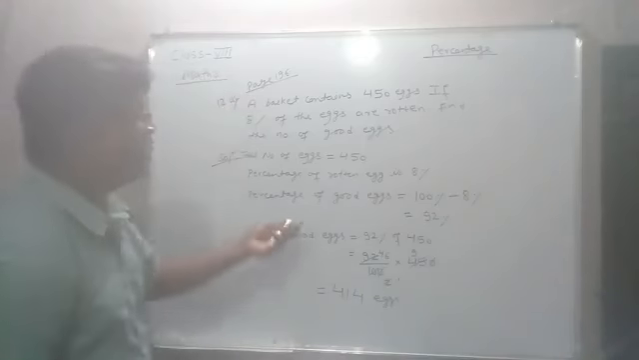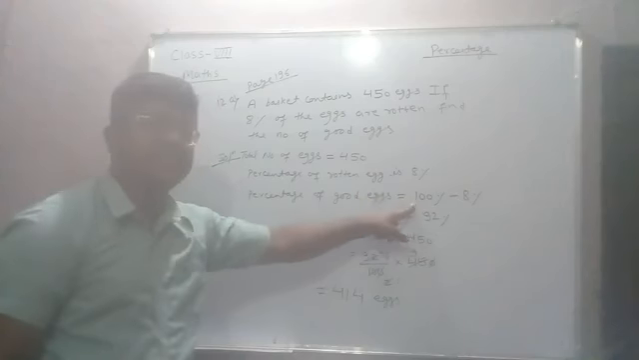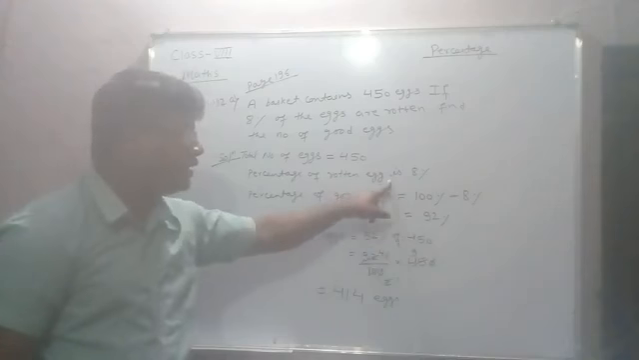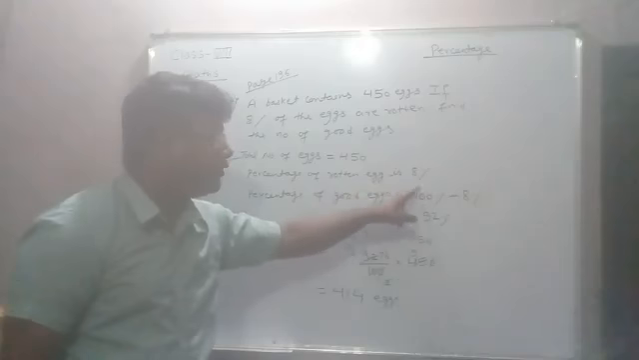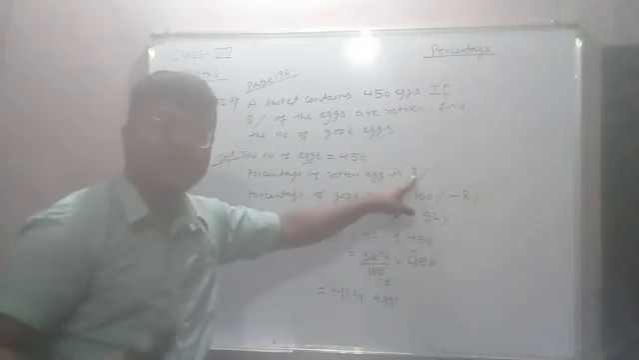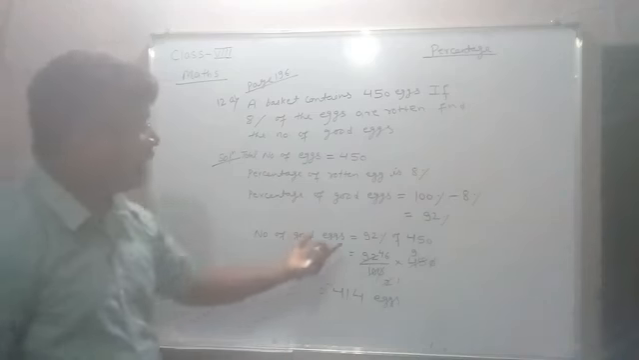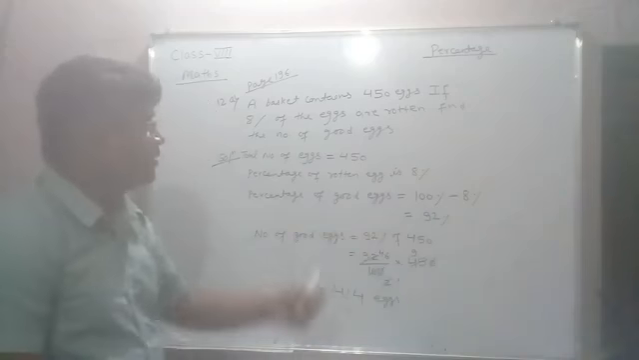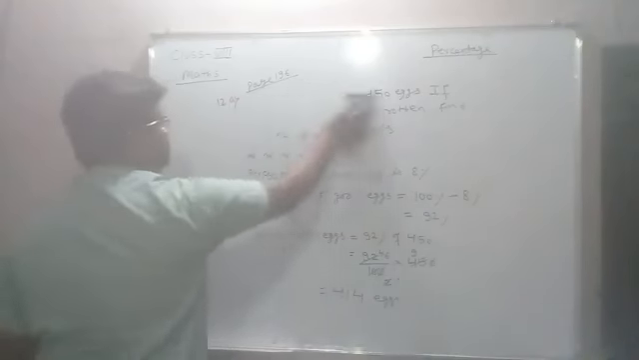I hope you all have understood this question. The thing you have to remember here is that in percentage, the total is represented by 100%. From the total we subtracted the rotten percentage, and we got the percentage of fresh eggs, and then we calculated it in number. I hope you have understood this question. Let us now do another question.